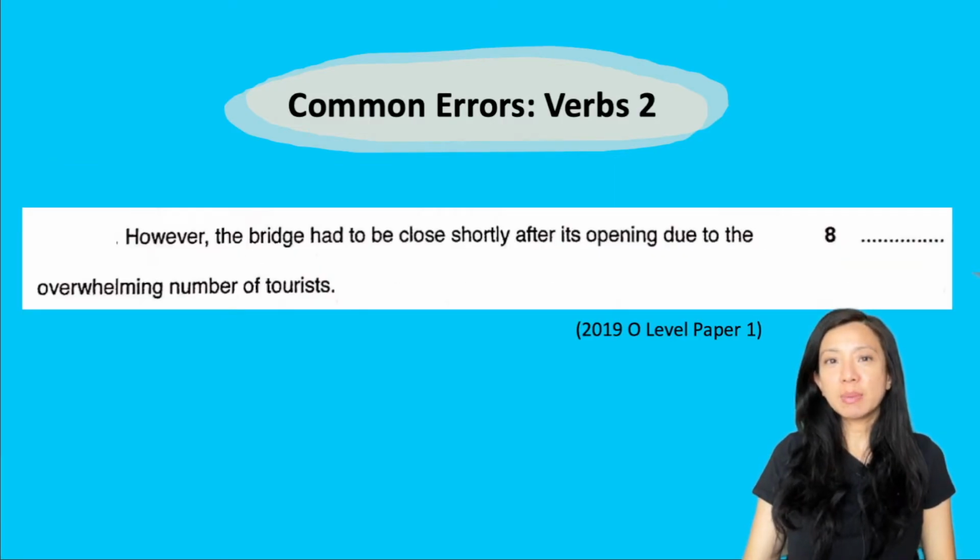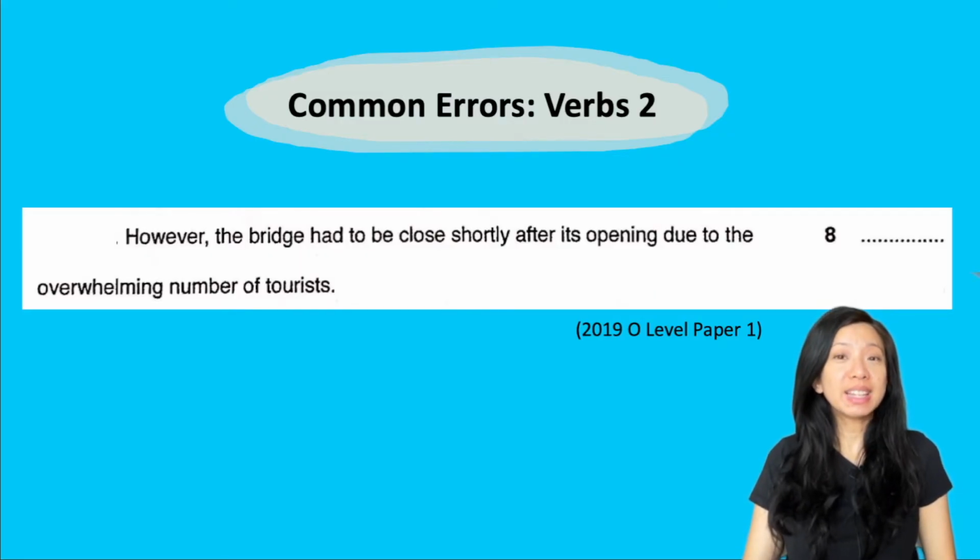Let's look at the second example. However, the bridge had to be closed shortly after its opening due to the overwhelming number of tourists. Can you identify the error in this sentence?